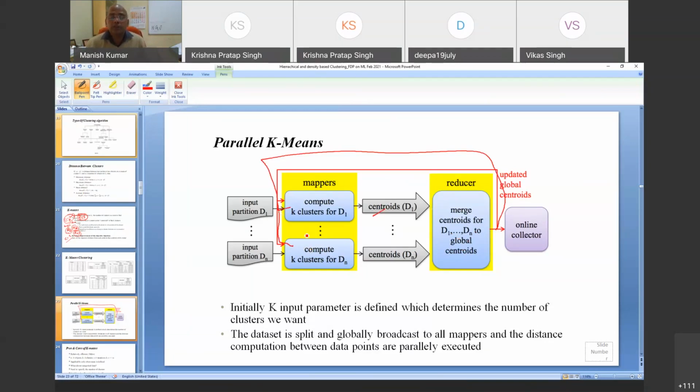So what we are doing is that for iteration 1, if I'm going for k equals 3, each of these terminals will have different values of mean. That is fine for me, but the moment I come to here, we'll just make a global mean, and then that global mean will be forwarded to all the mappers for the next iteration.